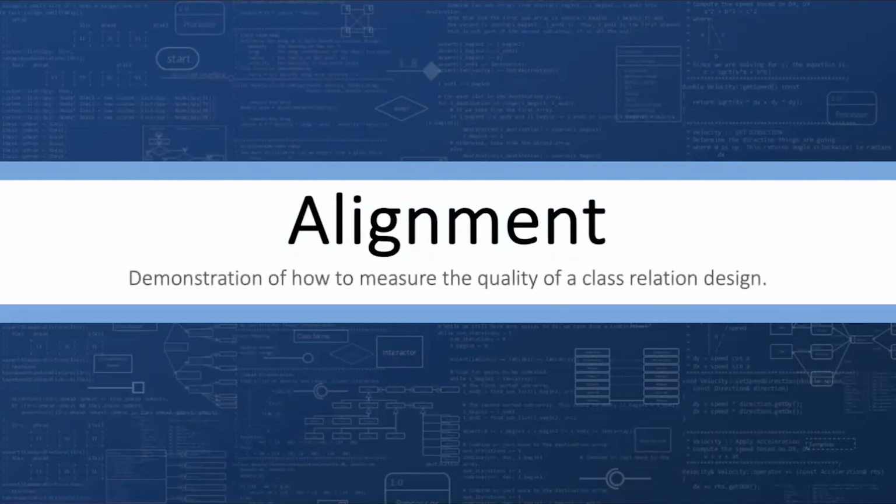Today's video will demonstrate how to classify the alignment level of a class design. Hello, I'm James Helfrich. There are three metrics for the quality of a class relation design.